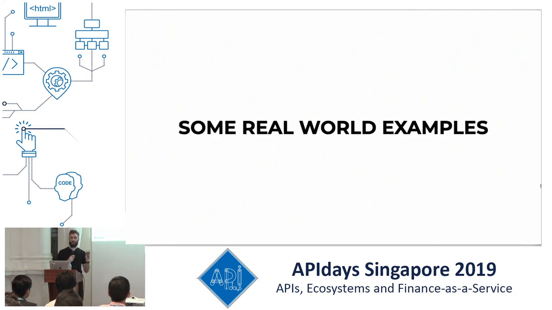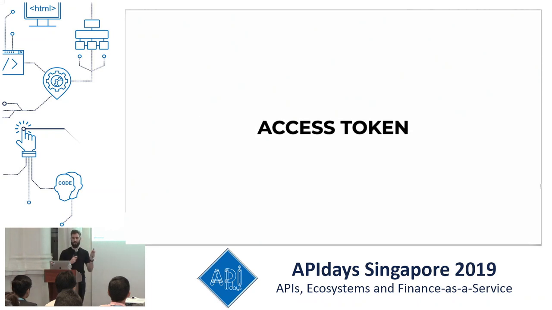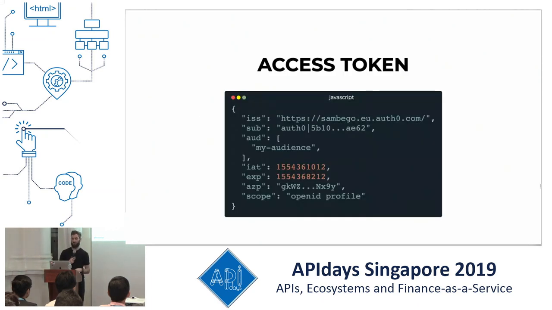Some real-world examples of a JSON Web Token. An access token can look a bit like this, can contain the issuer who issued it, the subject, the audience, when it will expire, the scopes which you grant access to. Now, it's interesting to know that the OAuth spec does not specify that an access token needs to be something. As long as it's a token, it doesn't specify that it needs to be a JSON Web Token. It can also be a string. But you can use a JSON Web Token.